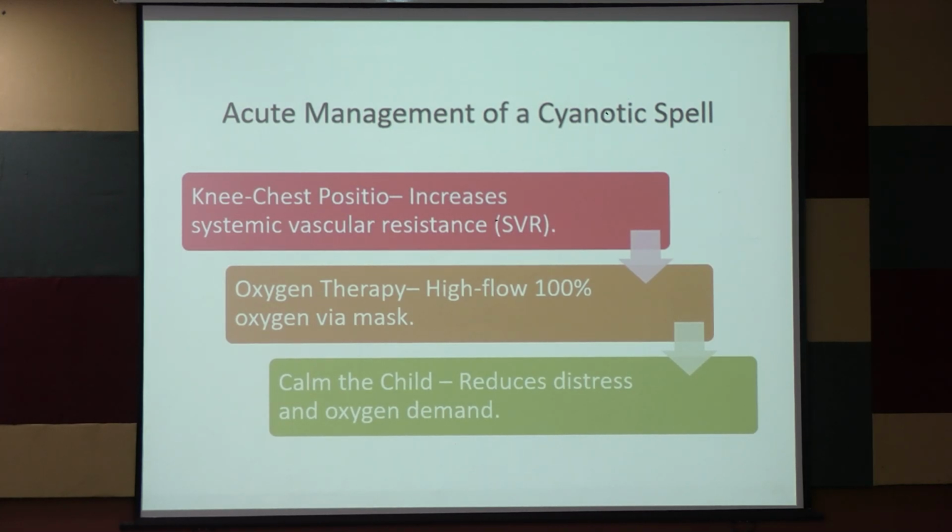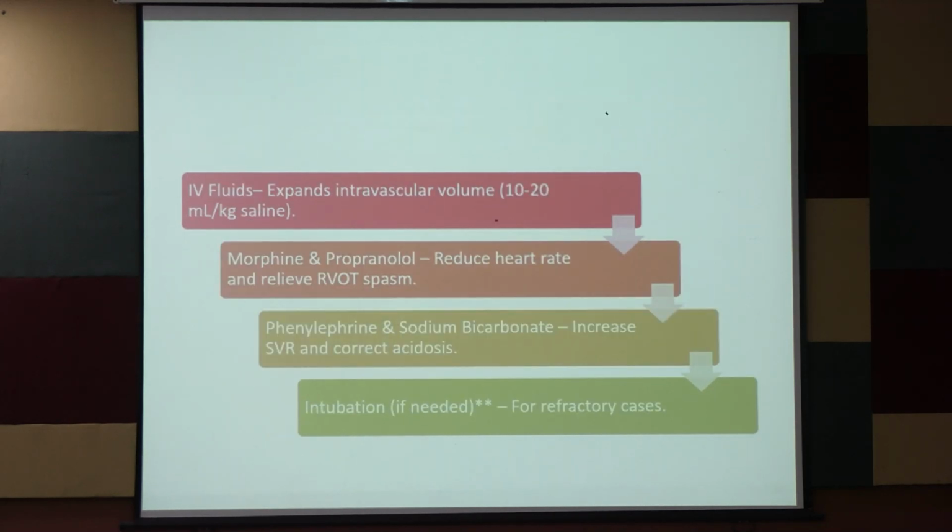Second important is to increase the systemic vascular resistance. You have to give high flow oxygen, and you know that 100% oxygen can give rise to some pulmonary vasodilation and peripheral vasoconstriction also, so that can help. And the child should be calm and quiet so that catecholamine secretion is decreased. And how do you keep the child calm and quiet? By giving some sedation.